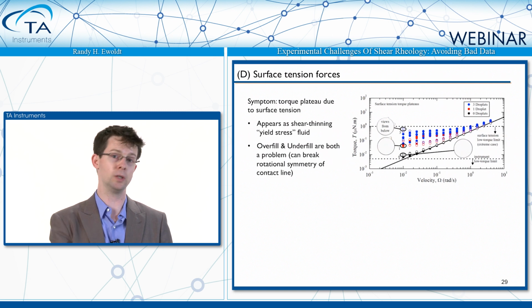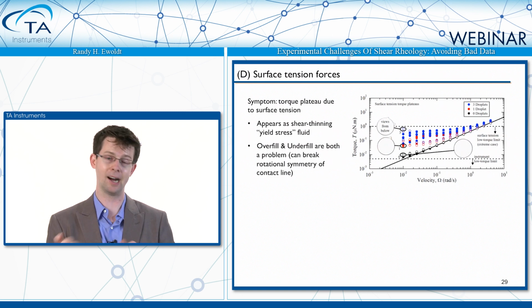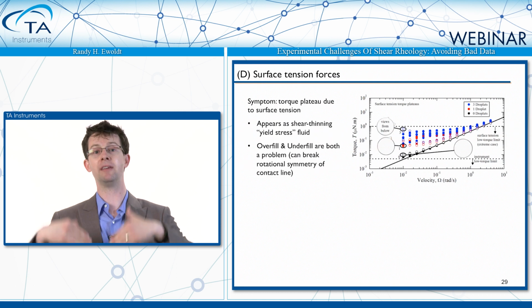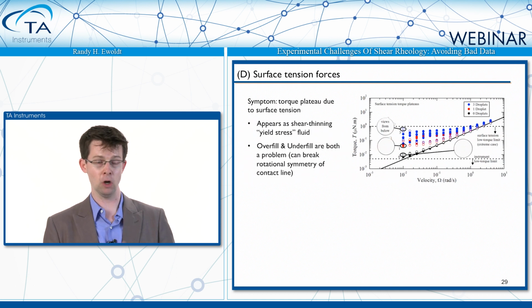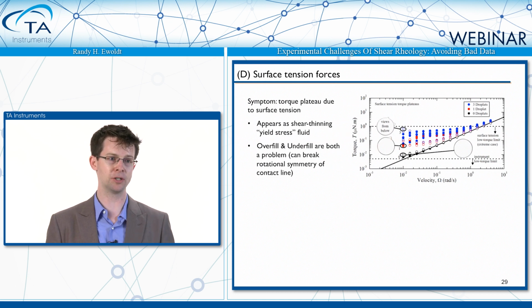For the blue, we added 2 additional drops of water for a total of 3 tiny drops of water, and the torque goes up even more. These are very small droplets of water, and I'll give you some measurements of the overfill and underfill on the coming slides. But look for a moment at how much this changes the minimum torque limit of this measurement.